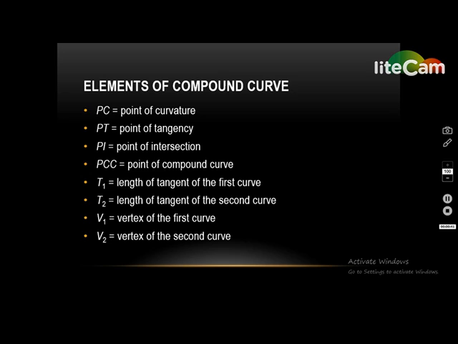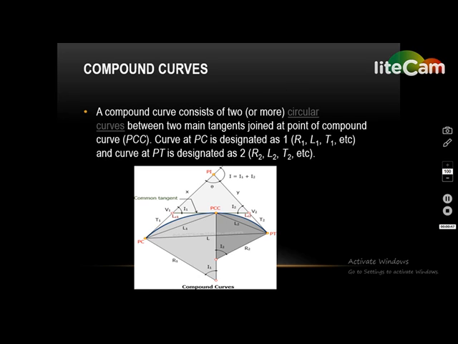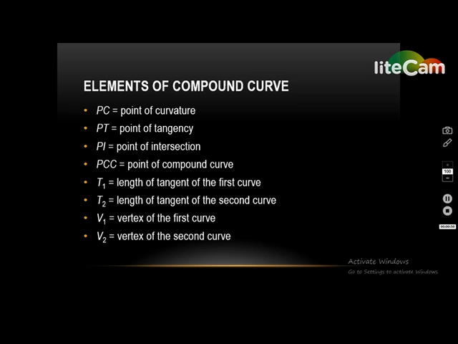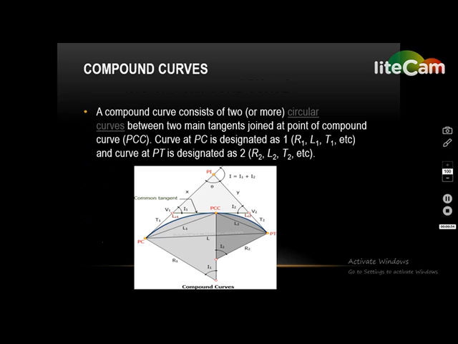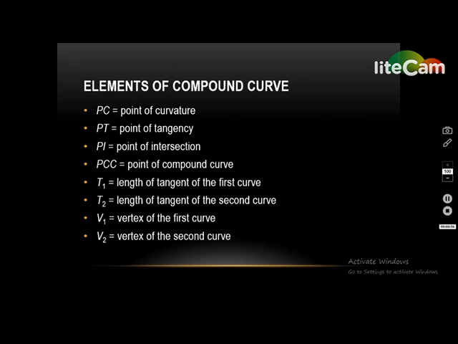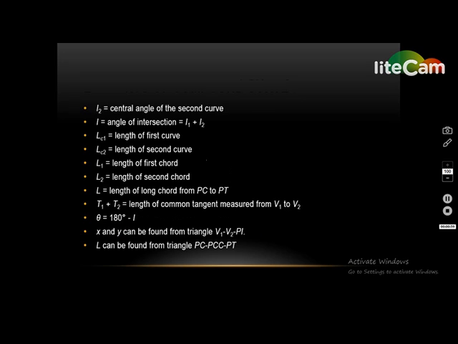Now we have the elements of a compound curve. PC is the point of curvature, PT the point of tangency, PI the point of intersection, PCC the point of compound curve, which we saw in the previous slide. T1 is the length of tangent of the first curve, T2 the length of tangent of the second curve. V1 is the vertex of the first curve, V2 the vertex of the second curve. I1 and I2 are the central angles of the first and second curve respectively. I is the angle of intersection, which is equal to I1 plus I2, that is the central angles of the first and second curve summed up.